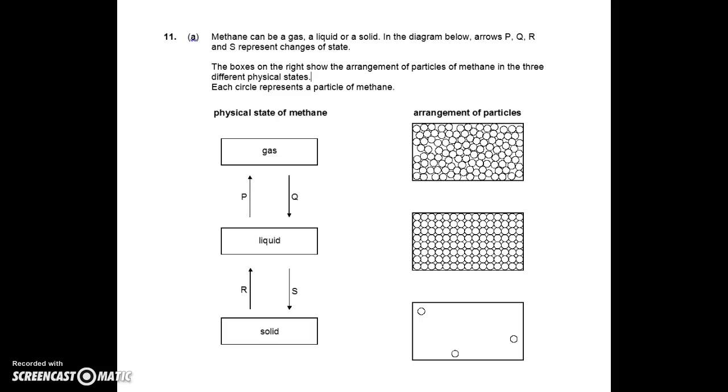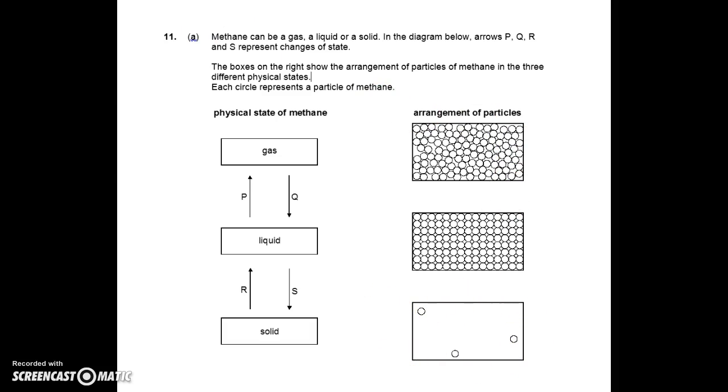So in this box here, we've got a liquid, and we know it's a liquid because the particles are not arranged in an orderly fashion like they are in a solid. So we can see right away this is a solid. But they are touching each other. Unlike this picture down here, where we can tell this is a gas.